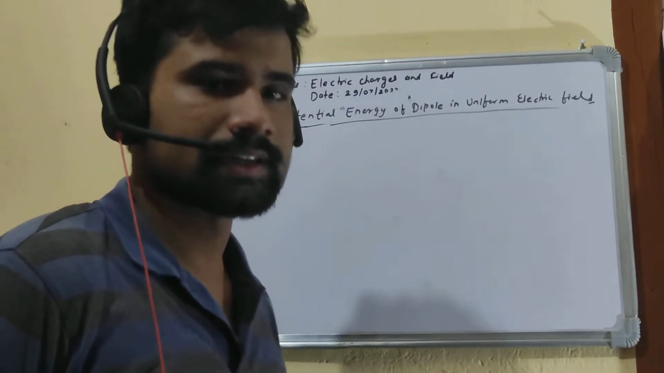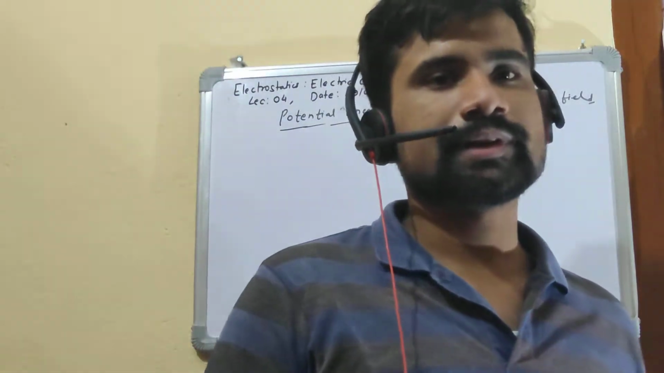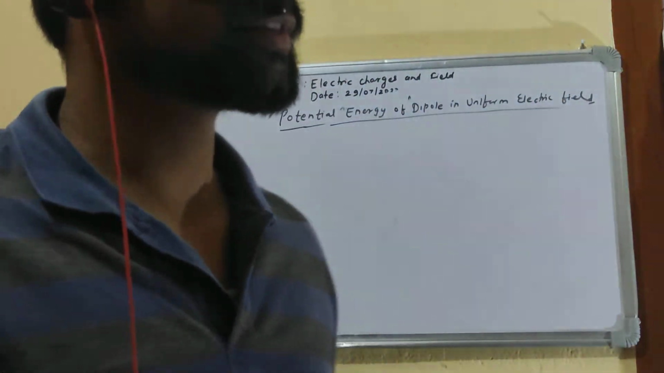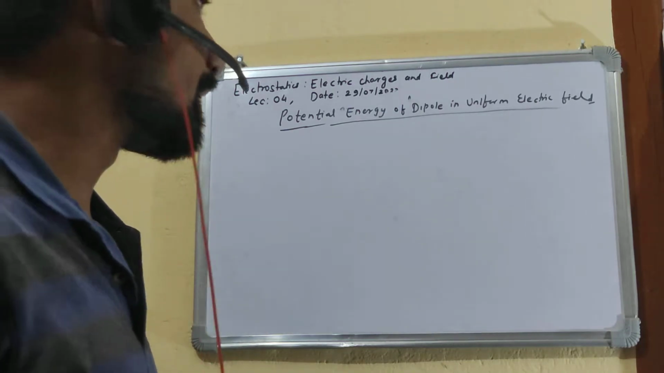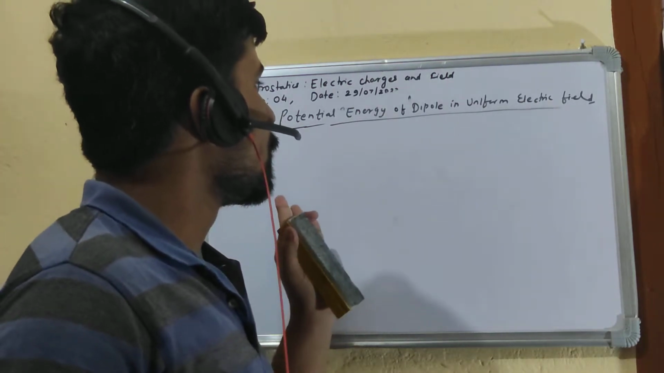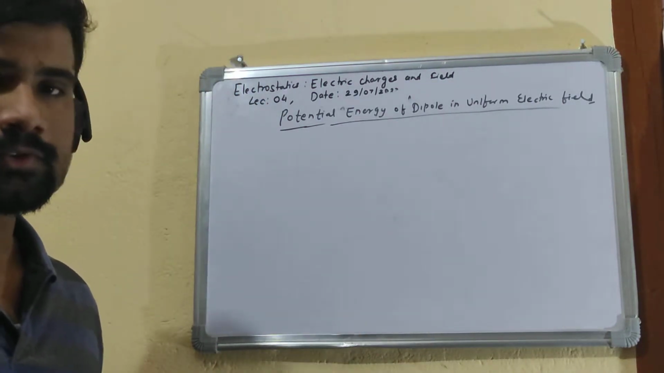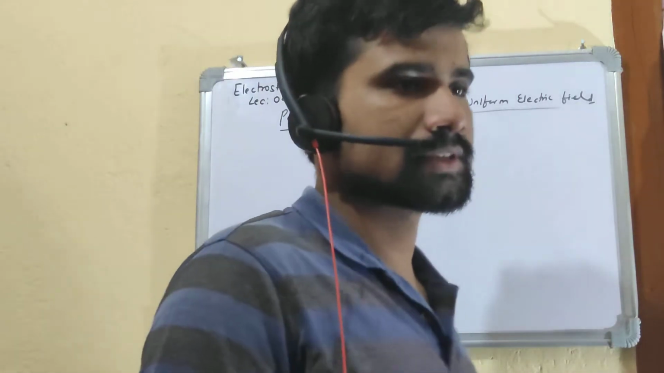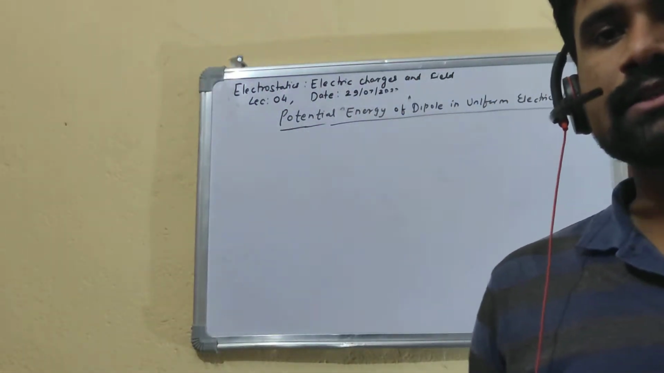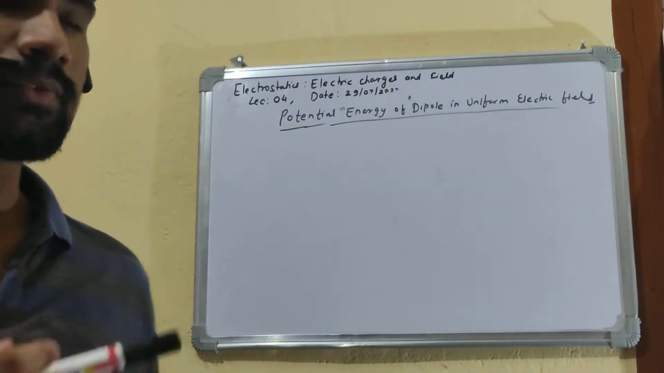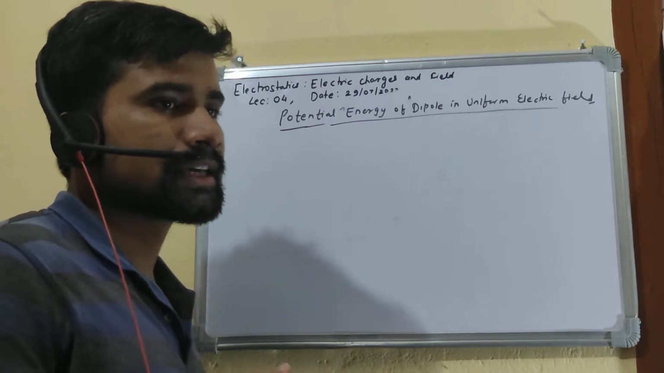We just studied the torque on a dipole when it is placed in a uniform electric field, which is given by the cross product of P and E. So what about the potential energy? Whenever there is a force associated with a system, there is work associated with the system, and hence there is energy associated with the system. The force is capable of doing work, and work done means energy consumed.